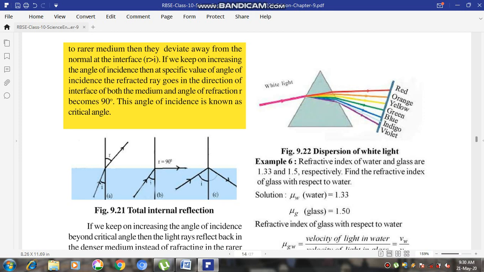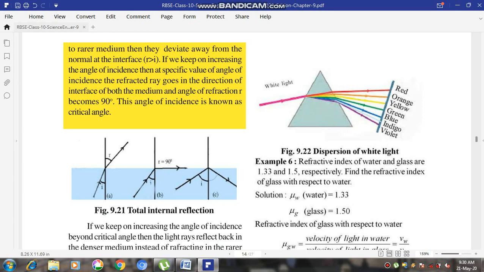If we keep on increasing the angle of incidence, then at a specific value of the angle of incidence, the refracted ray goes in the direction of the interface of both the media, and the angle of refraction becomes 90 degrees. This angle is known as the critical angle.